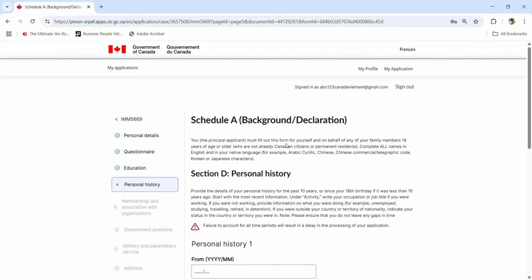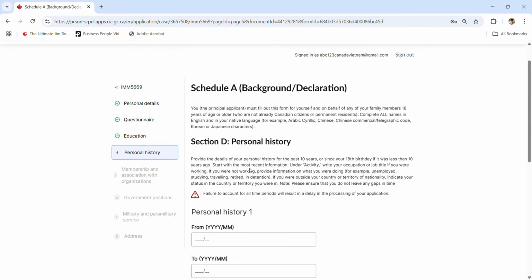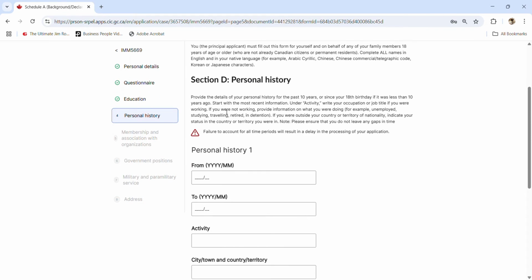Okay guys, so this is section D, the personal history. In this section, you will need to provide the detail of your personal history in the past 10 years or since your 18th birthday if it was less than 10 years ago. All right, so in John Smith's case, he was born in 1990. It means that he is 35 years old now, and with that age, he will need to provide the personal history in the past 10 years. Okay, and all from June 2015 to June 2025 to make up a full 10 years.